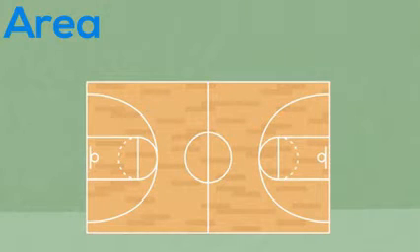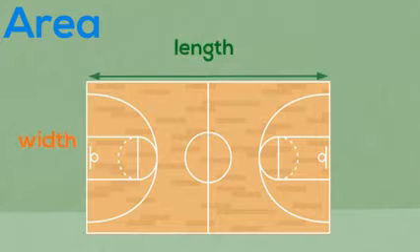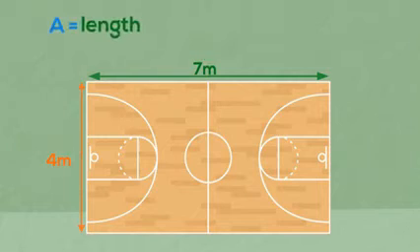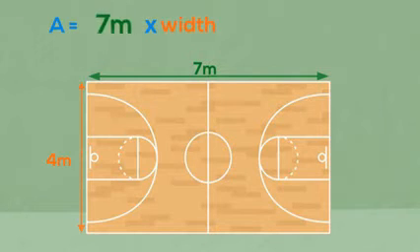But what if we want to calculate the area of a shape and there are no squares to help us? For example, this playing court. We will need to know the length and the width of our shape. The length is 7 meters and the width is 4 meters. The rule for calculating the area of a rectangle is length times width. So, to calculate the area of this rectangle, we must multiply 7 meters by 4 meters.